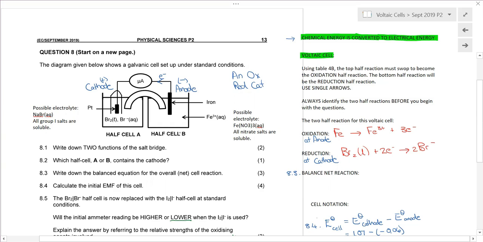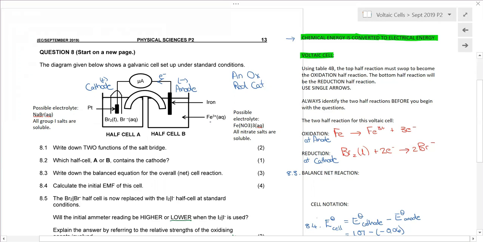In half cell B, we have iron 3+ ions in solution and an iron electrode. On the left-hand side in cell A, I have a platinum electrode. The reason for having a platinum electrode is because we do not have a metal reacting here that could serve as an electrode. Bromine is a liquid, and bromide ions are ions in solution.